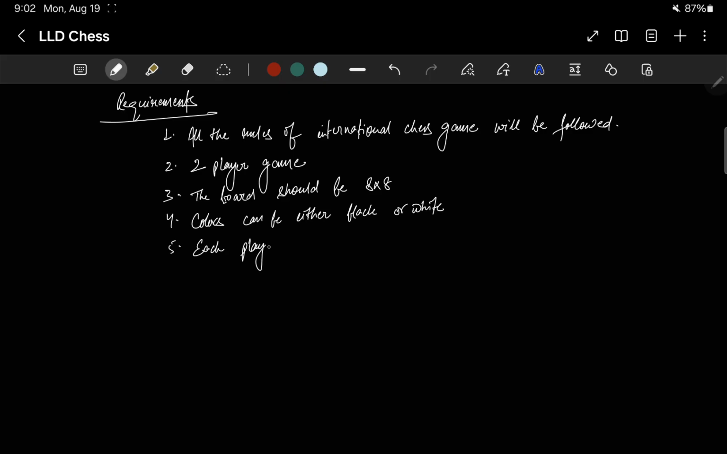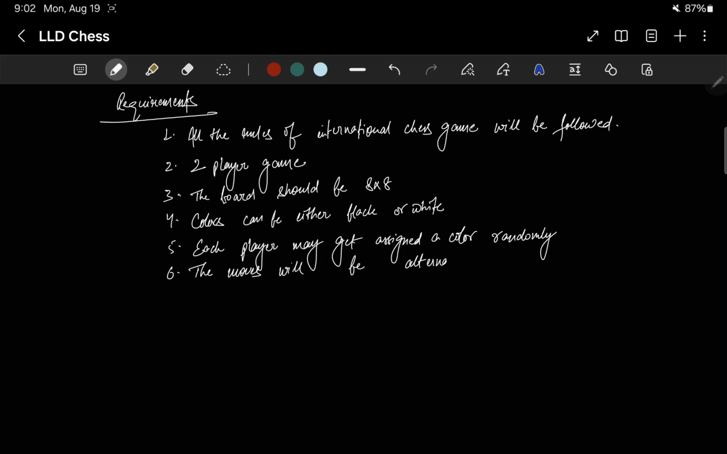Then each player may get assigned a color or the side randomly. Next, the moves will be alternate, with white playing first, because that's the rule of chess, the international rule, with white playing first.